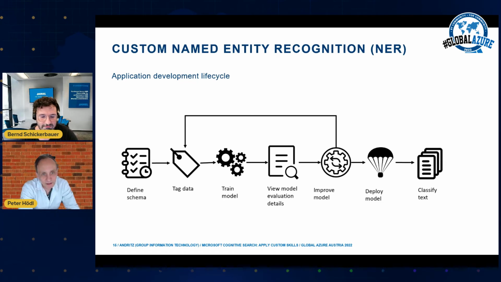So what we are doing here is this is the development life cycle of such a custom named entity recognition model, which is the intelligence of the recognition we are using then afterwards in the search. So the first thing is you have to define a schema. The schema defines what kind of entities you want to extract from your data.